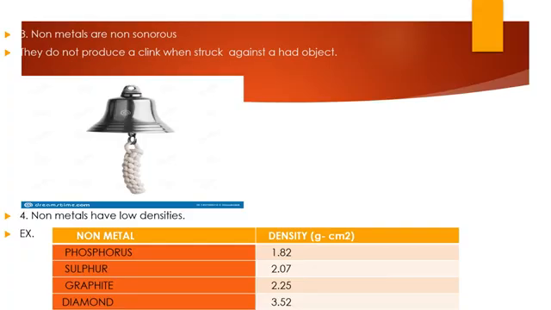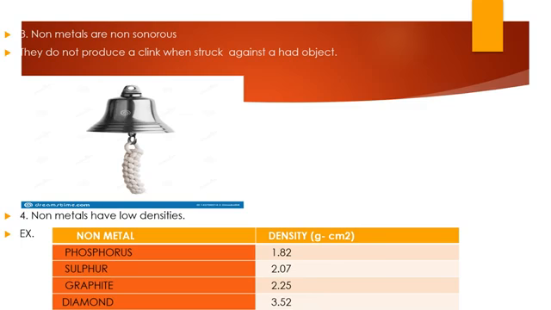Non-metals are non-sonorous. They do not produce a clink when struck against a hard object. So this is also one of the properties of a metal. We already know when it strikes the surface of another, it can make a clink sound. But non-metals won't make that sound. So this is also a different property for a non-metal.